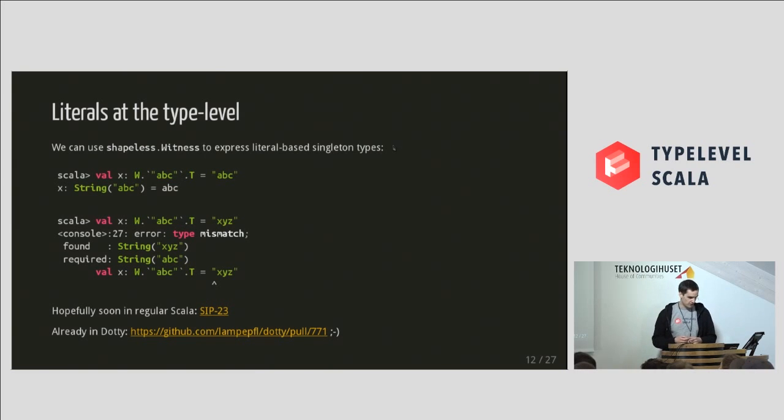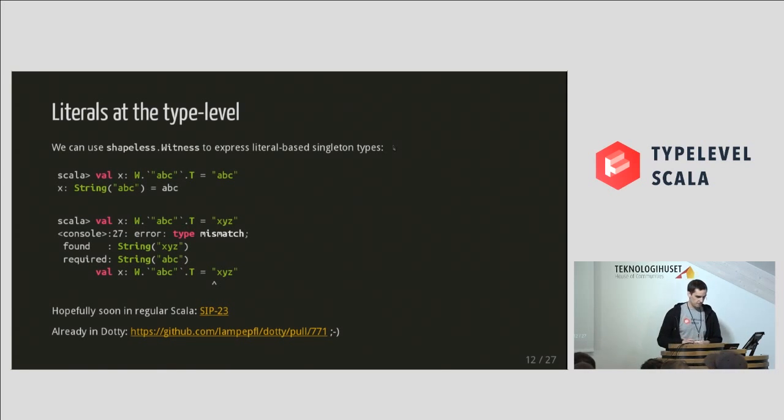There's still one more concept before I go into refined, and that is literal-based singleton types. A singleton type is a type with only one inhabitant, and literal-based singleton types are basically literals at the type level. The value of that type is then the value of that literal. Unfortunately, Scala has no syntax to express literal-based singleton types directly, so we have to use shapeless for that. Shapeless witness does that for us, which is abbreviated as W in the library.